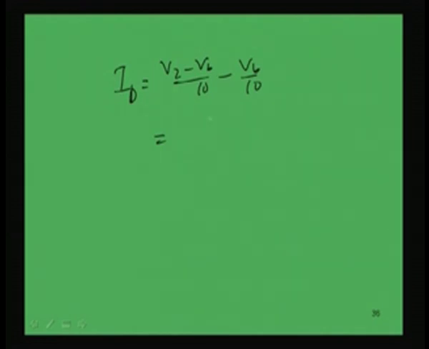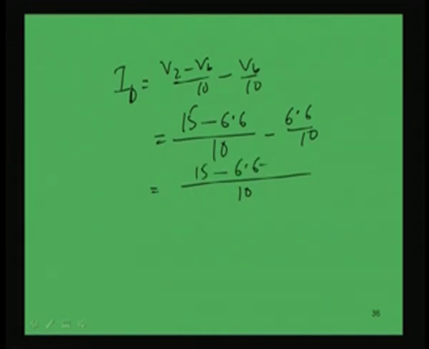So, just replace these values, V2 minus Vb by 10, V2 we have already given in the circuit as 15 volt. So, 15 minus Vb we have found out 6.6 volt, right. So, divided by 10 minus again Vb by 10, 6.6 by 10. So, that is what, 10 in the denominator and the numerator, 15 minus 6.6 minus 6.6. Do this calculation, it will be giving you the numerator as 15 minus 13.2 by 10. So, you will be getting 1.8 volt in the numerator.